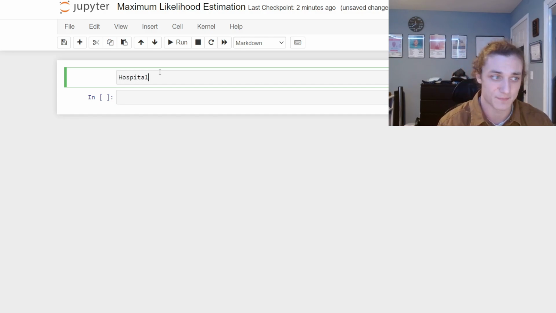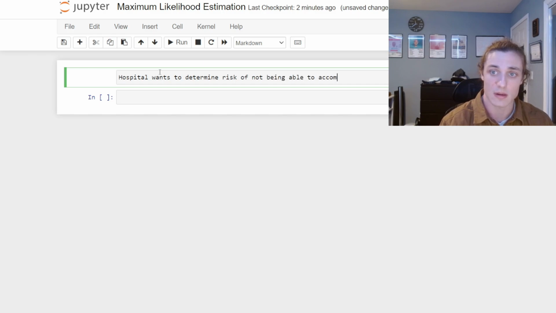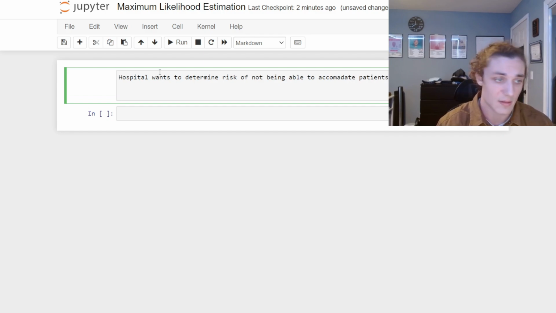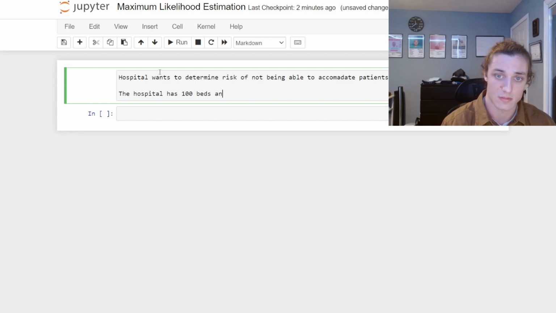So we have a hospital that wants to determine the risk of not being able to accommodate patients. And I think that's how you spell accommodate. I'm just going to hope that's correct. Okay. The hospital has 100 beds and 10 years of patient data. Okay.